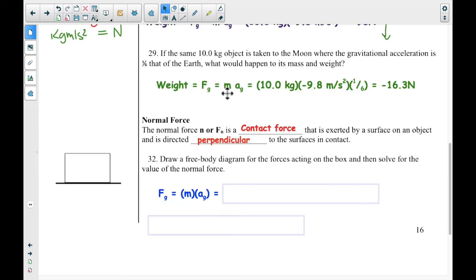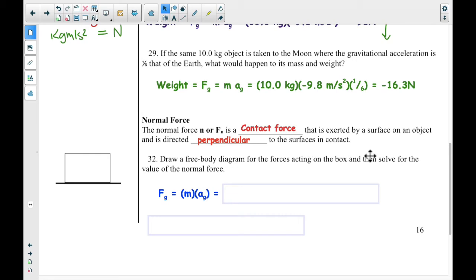Okay, that's weight, and a slightly related concept is normal force. The normal force, some textbooks use N, like OpenStax. I actually need to go back and look at OpenStax, I'm not sure, but some textbooks use N. In AP, we're going to use F sub N. Normal force is a contact force. That means it comes into contact with it, which is what most of our forces are in this class, but not all of them. So it's the force exerted by a surface on an object, and it's directed perpendicular to the surface in contact.